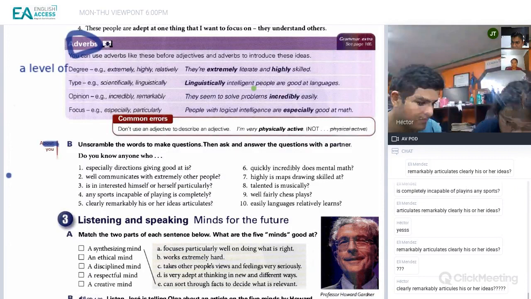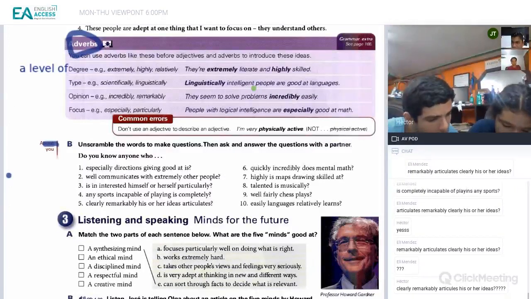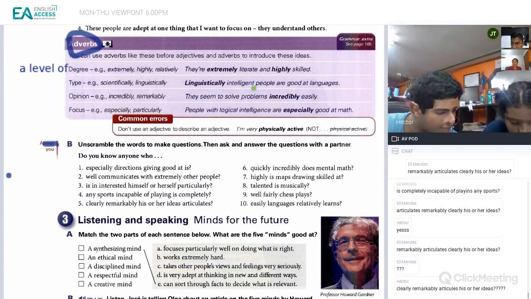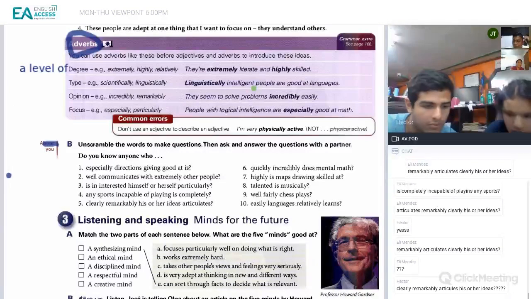Ellie wrote: Do you know anyone who articulates remarkably clearly his or her ideas? No, because we need to add the R. Okay, teacher, I understand you.